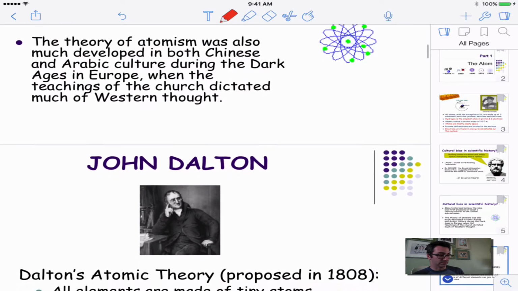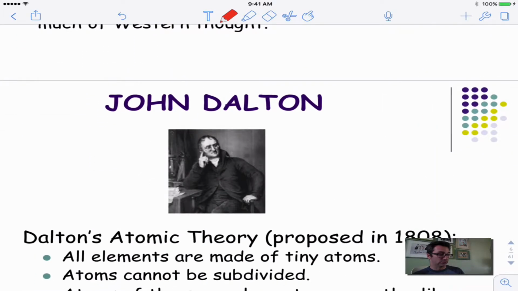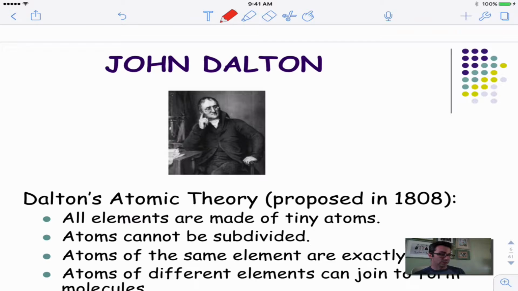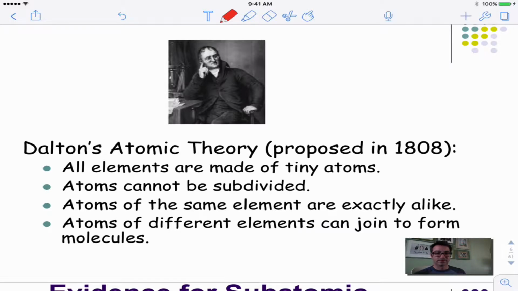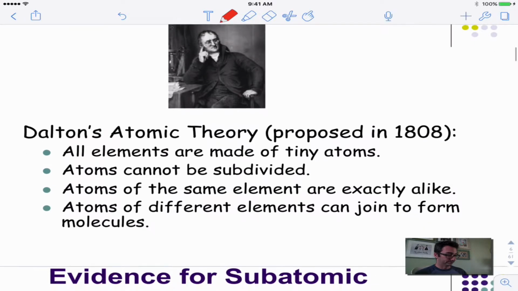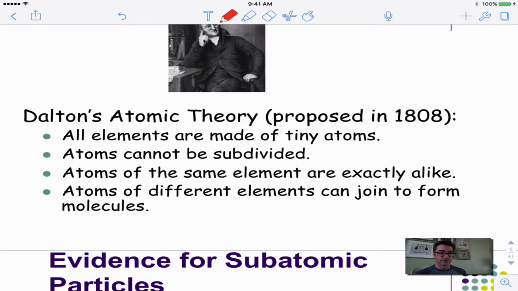Now, the first scientist of real significance that we're going to talk about is John Dalton. John Dalton proposed his atomic theory, and we've heard this before. Everything is made up of tiny atoms. They can't be divided. They're indivisible. They all are exactly alike if they're the same element. And you can join them together to form complex substances, which we know as compounds. Dalton's atomic theory was really the first scientific theory that we had regarding atoms. But his model was very simple.